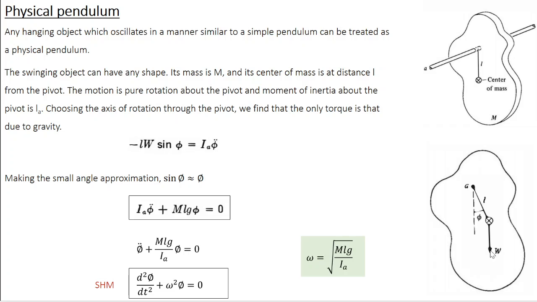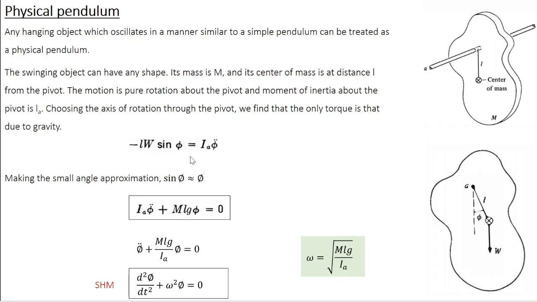Since W is acting in the downward direction, which is the negative direction, you have to add a negative sign. So minus LW sine phi is the torque. And in terms of the angle phi, I can write it as moment of inertia Ia multiplied by phi double dot. So this is the equation of motion.